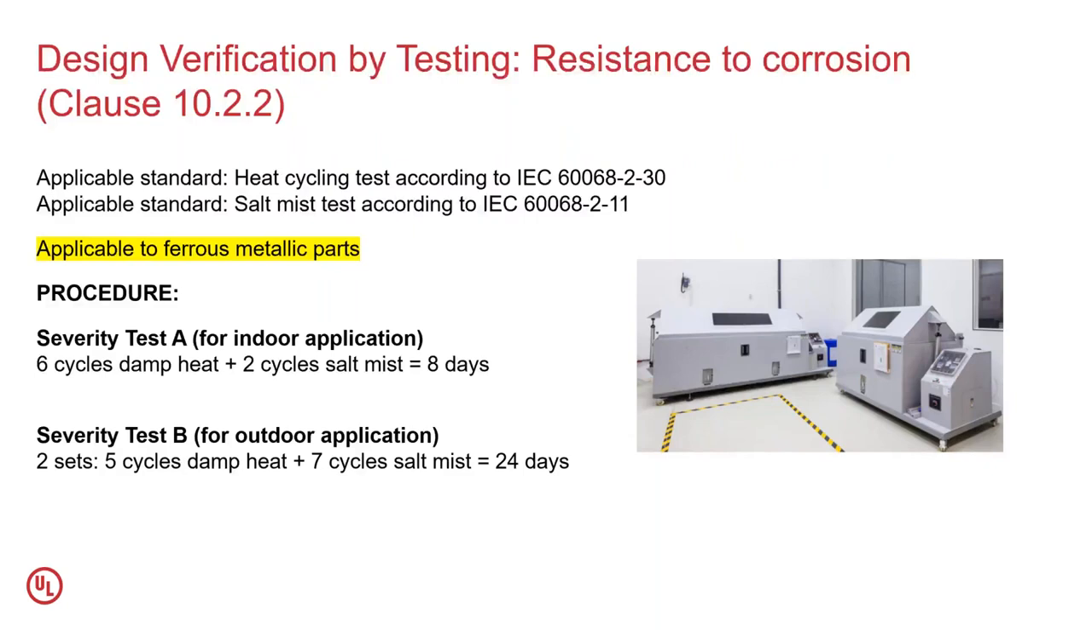Because outdoor is more stringent. Okay, procedure we'll discuss later. In corrosion, you have two options: severity A for indoor, severity B for outdoor, and you have to specify. This is normally done in salt mist chambers.